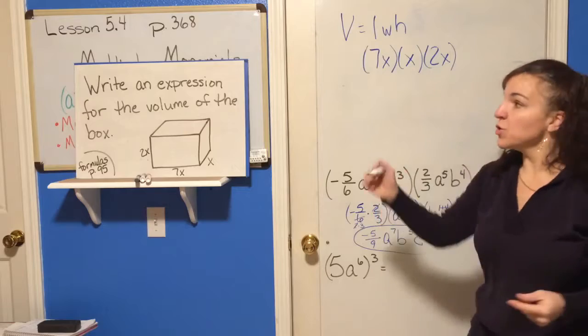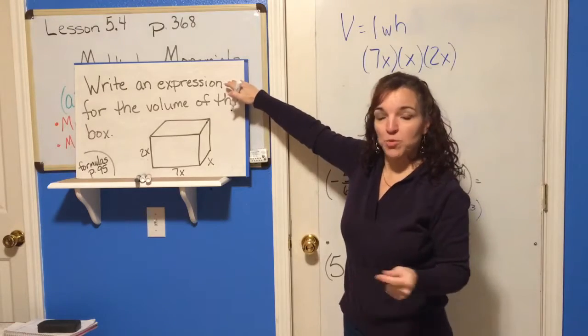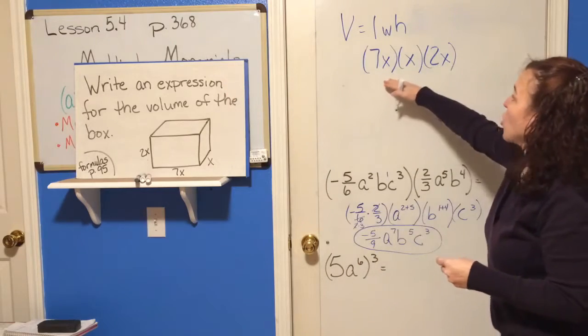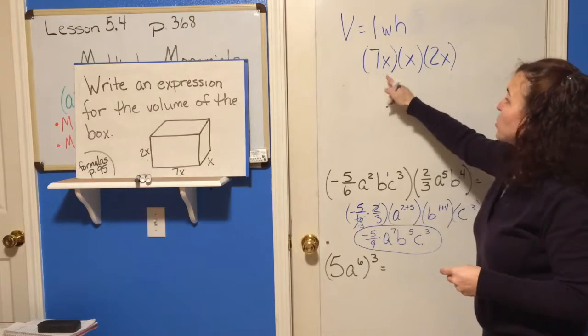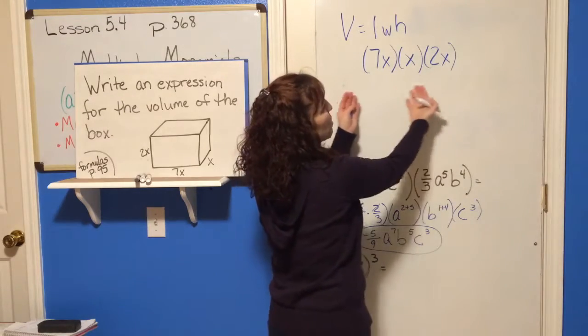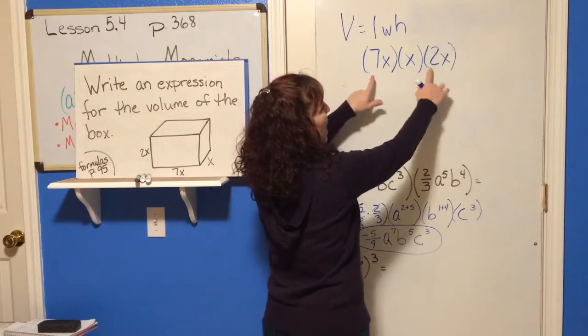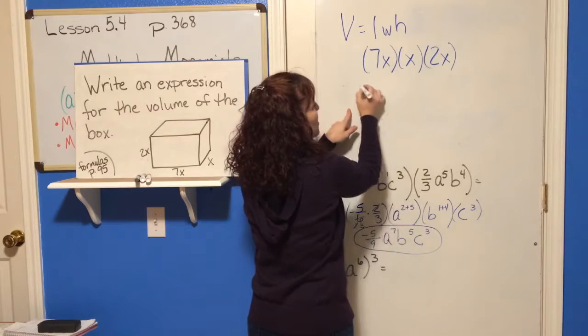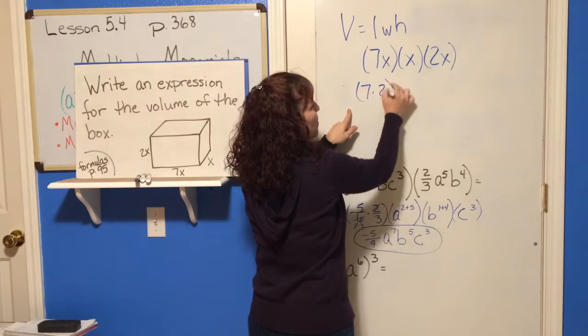And all we want to do, this says write an expression. Remember, an expression doesn't have an equal sign. All you want to do is simplify this. So 7x times 2x. So what we're going to do is let's multiply all of it together at the same time. So multiply our coefficients, 7 times 2.